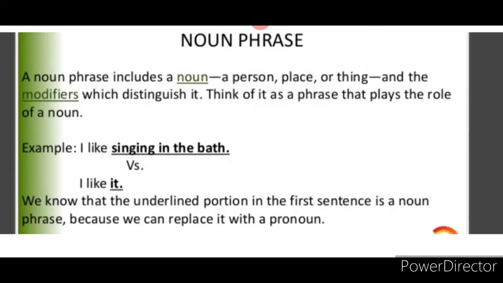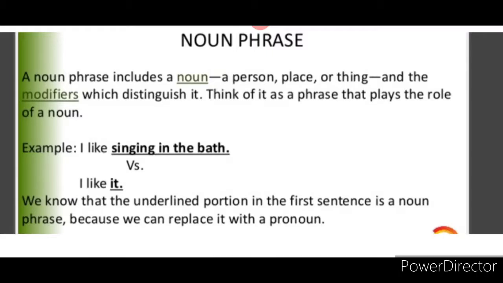See here, a noun phrase includes a noun, a person, place or thing. Noun is the name of a person, place or thing, and the modifiers. What are modifiers? A modifier is nothing but a person or thing that makes partial or minor changes to something, which distinguishes it. Think of it as a phrase that plays the role of a noun.